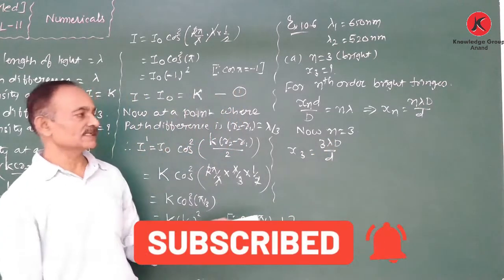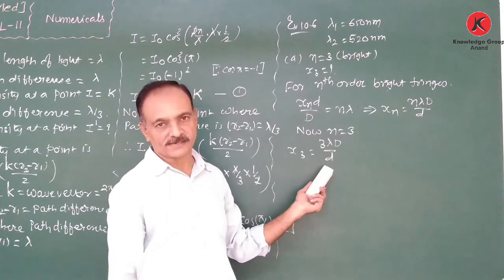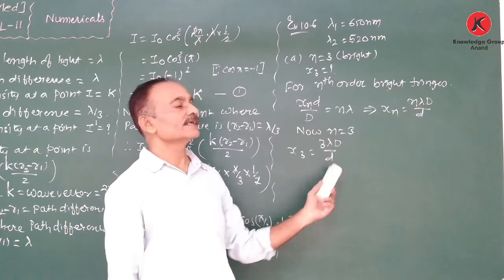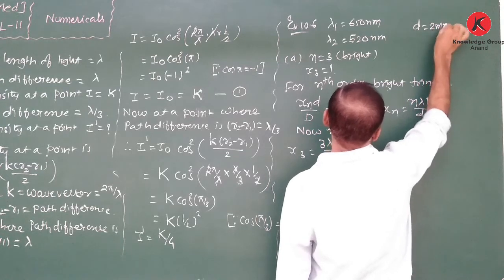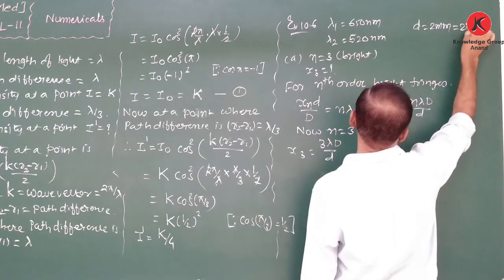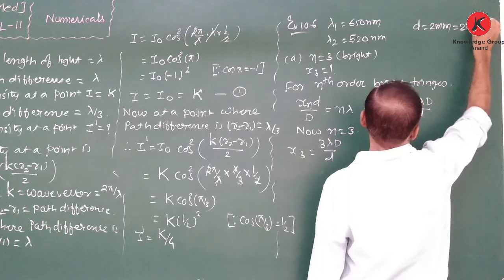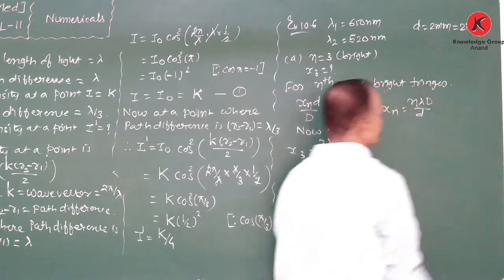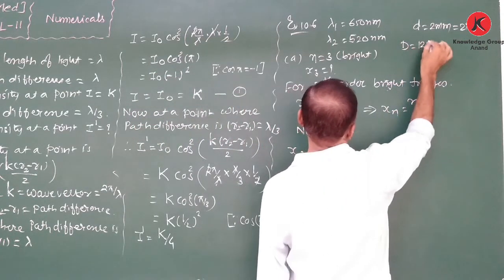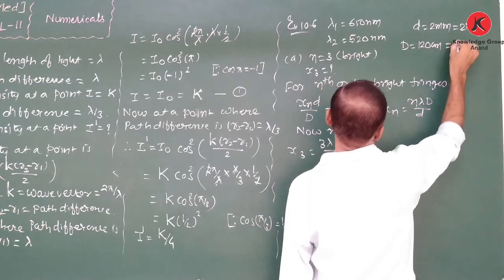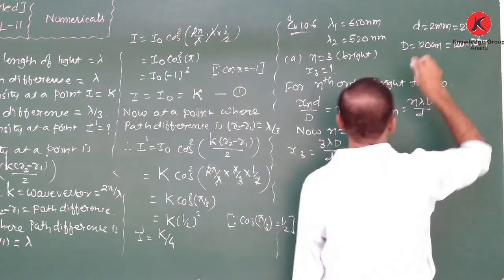Now listen, in this question the values of capital D and small d are not printed in the question. So here we have to consider d as 2 millimeter. That means 2 into 10 to the power minus 3 meter, converting to meters. And capital D is given as 120 centimeter. Therefore, 120 into 10 to the power minus 2 meter.